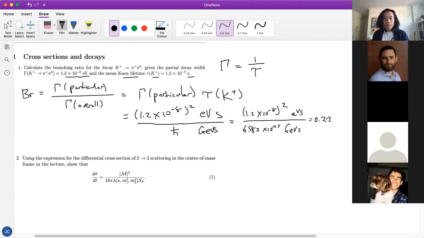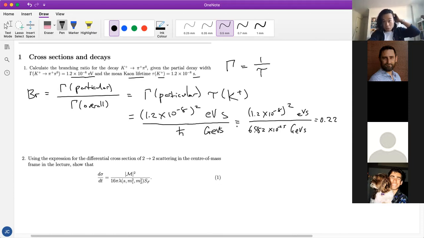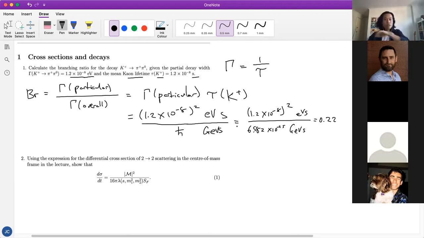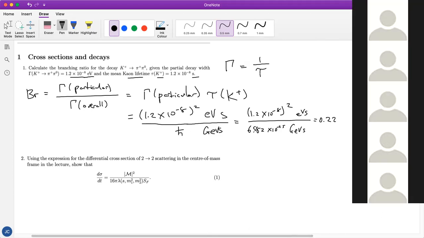If you end up getting a number larger than 1, then you should probably go back and check a unit conversion, because you can't possibly be doing more than the overall decay width. So this is definitely a less than 1 ratio. Cool. Okay, so that's it. Very simple one for calculating branching ratios. The hard part is calculating the decay width and the lifetime. They've done all the difficult stuff for you, and putting it back together as a ratio is not the most headache. Okay, everyone happy with that?